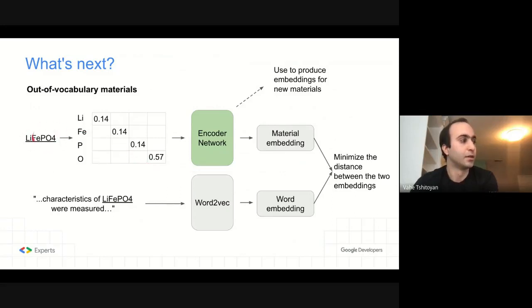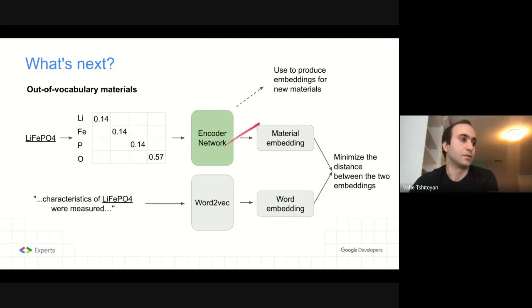One would take a chemical formula and somehow encode it. In this case, it's just a composition, but you could maybe add a structure as well, and encode it into some embedding. Then in parallel, you could also train your word2vec or some other embedding model. And then you could try to minimize the distance between these two using some kind of dot product loss again. Once you train this together, your encoder network is in principle generating enough word embeddings for any formula.